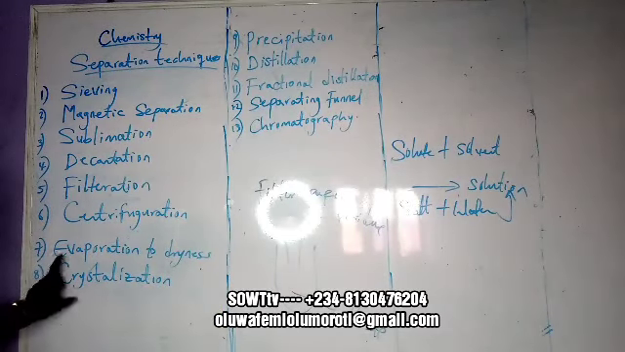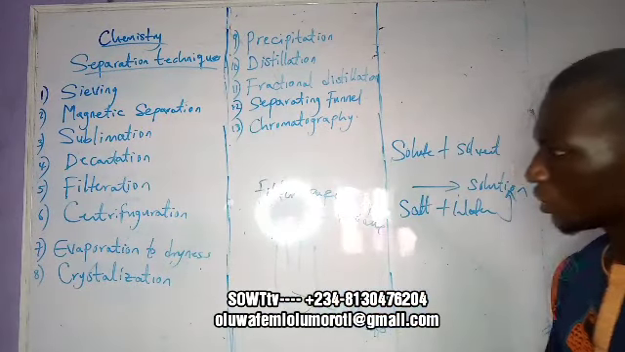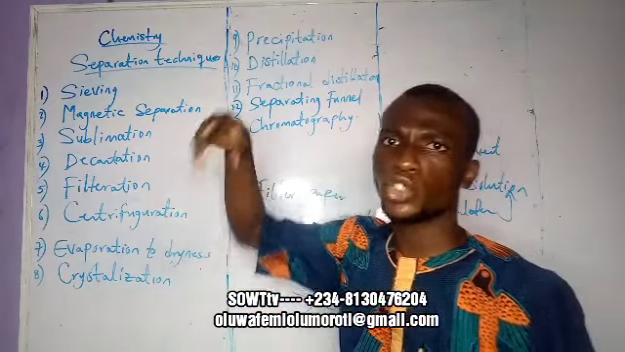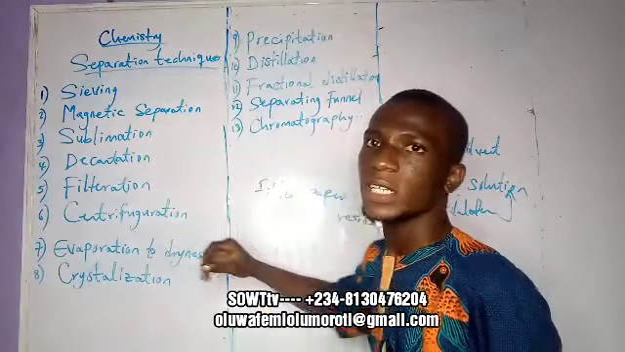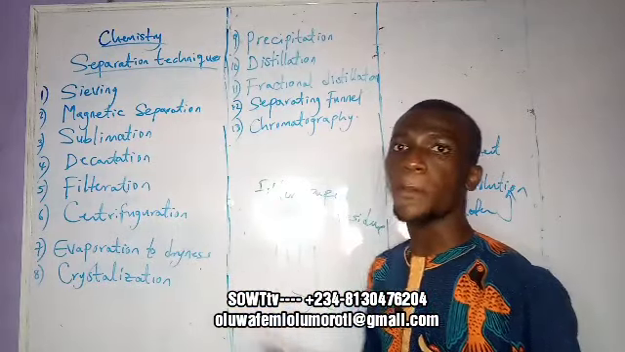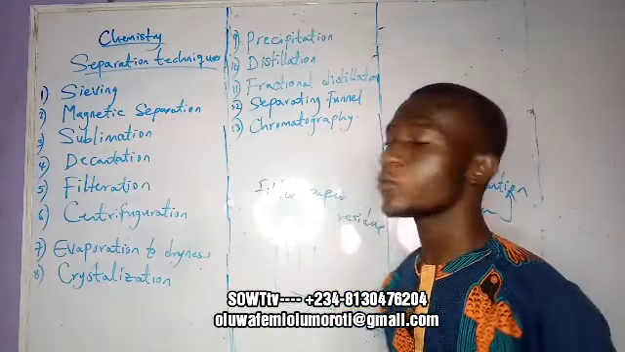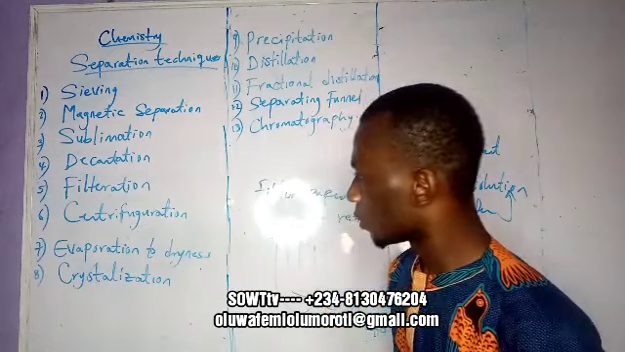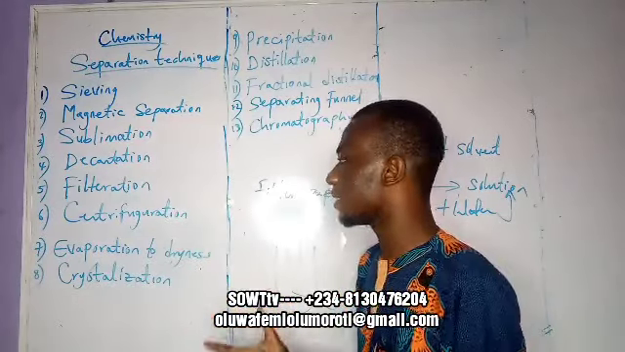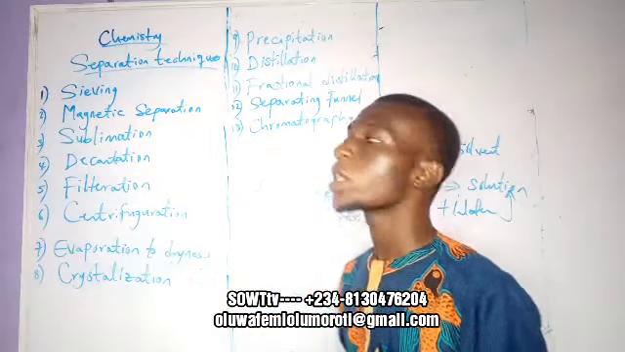Another one is crystallization. When we are talking about crystallization, it is dealing with some salts that can easily decompose. Examples are copper(II) sulfate pentahydrate, copper(II) nitrate trihydrate, and iron(II) nitrate hexahydrate. All these salts are easily decomposed under heating. So we can separate them through this separation technique called crystallization.